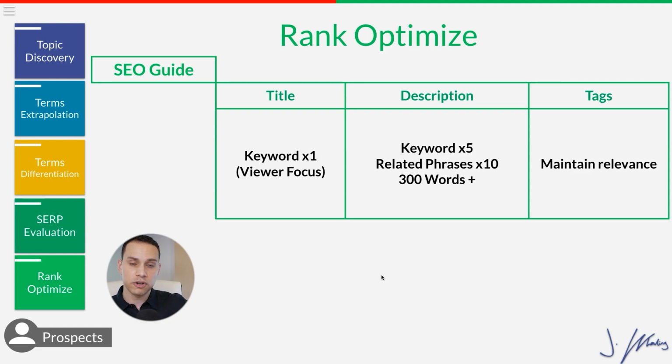And then for your description, you're going to want to have your target search phrase at least 5 times. The 300 word count, all you need to do there is just talk about the video and why you think it's going to be helpful or valuable to whoever's watching it. And then you're going to want 10 related phrases. So you have this long laundry list of a bunch of keywords and search phrases that are very similar and in the same niche. And so you're just going to want to use up to 10 of those throughout your description as well.